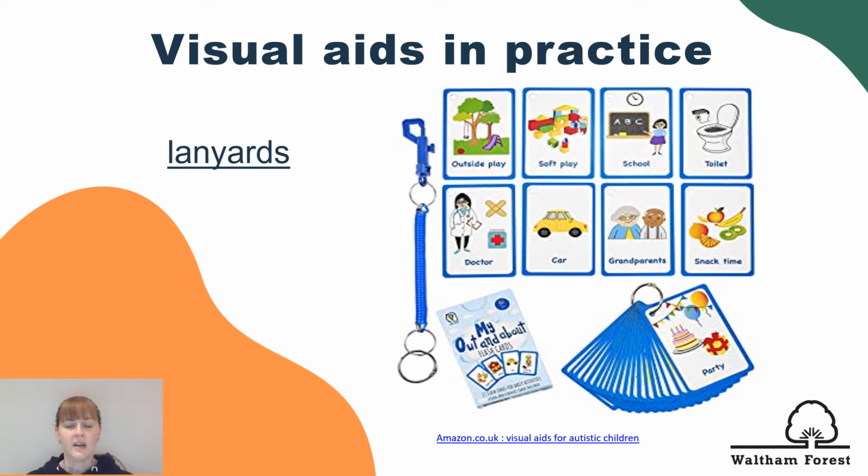So lanyards, we see these in use in a lot of settings as we go around. They're a quick and effective method of visual support, or at least they should be. Have key symbols on lanyards for quick and easy access. It's no good having 30 symbols which you have to look through. Important symbols such as drink, toilet, stop, good sitting are valuable to have to hand.